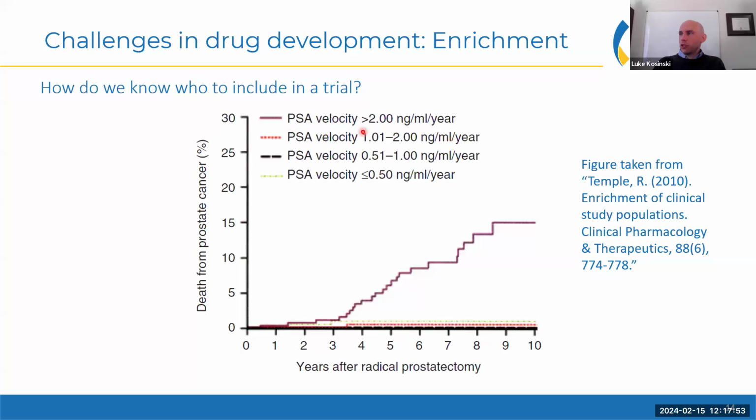Whereas if we were to enrich and select patients with PSA velocity greater than 2, now we're actually seeing a number of deaths, and maybe we can actually see a difference between groups. So depending on who you enrich for in the trial, that can affect what the outcome looks like. And because disease progression models can take this kind of information into the model and look at how those trajectories change, we can see, when we pick this particular population with this particular biomarker, what their trajectory looks like.